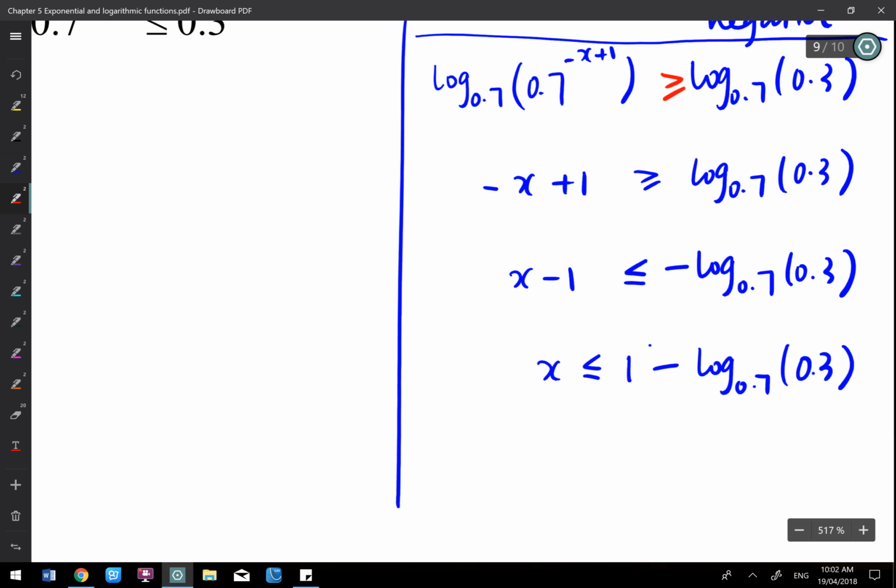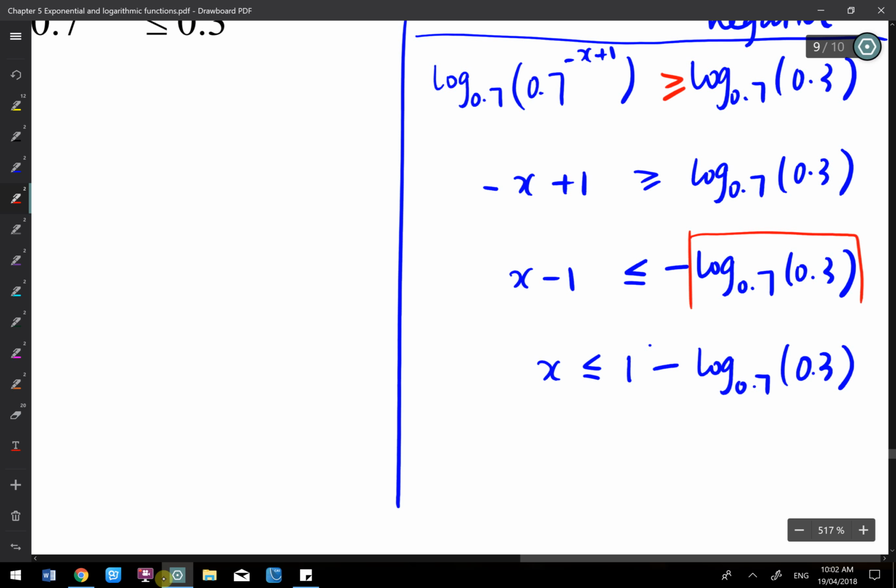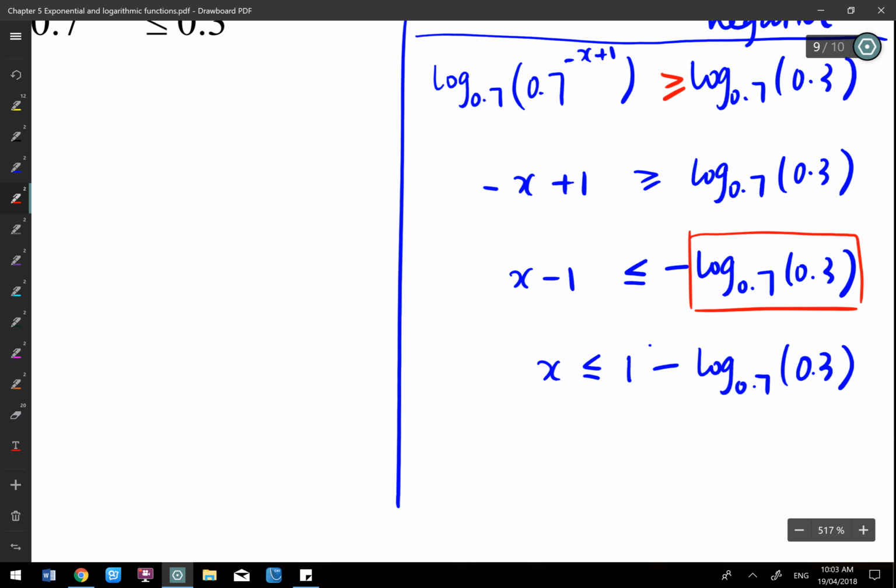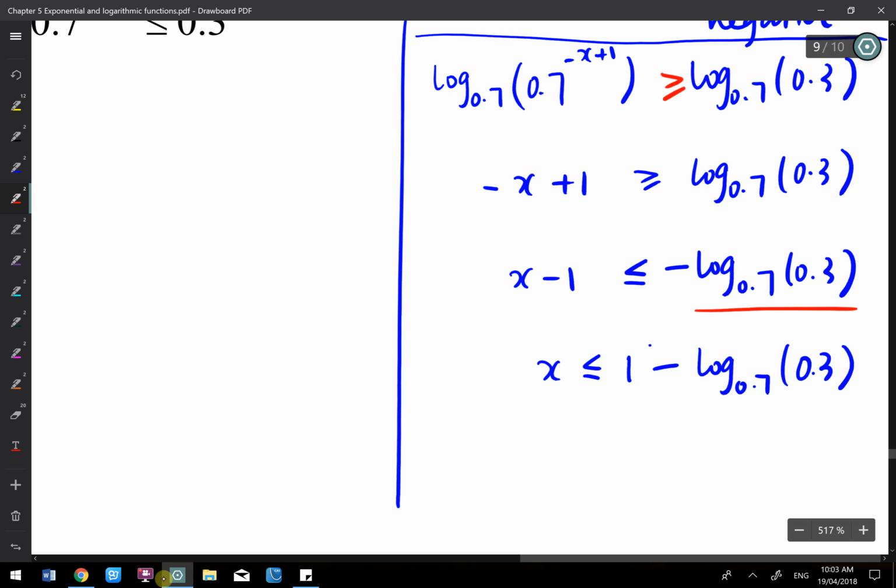Have a question. Is this a positive or negative number? The thing in red, this one. Positive? Can you see that's positive?